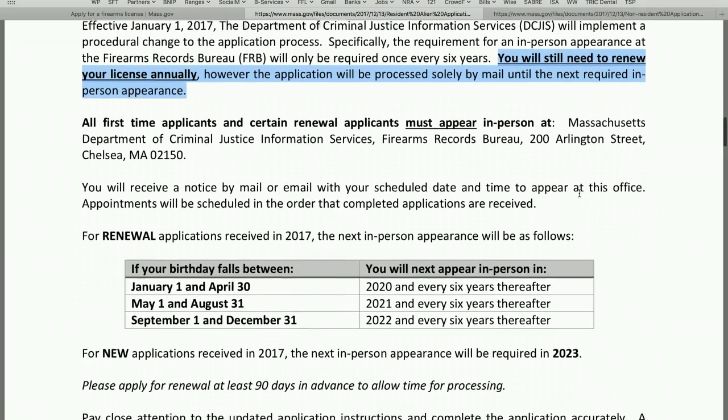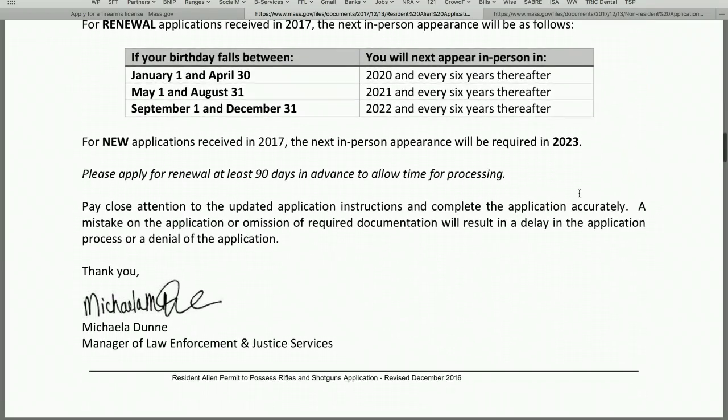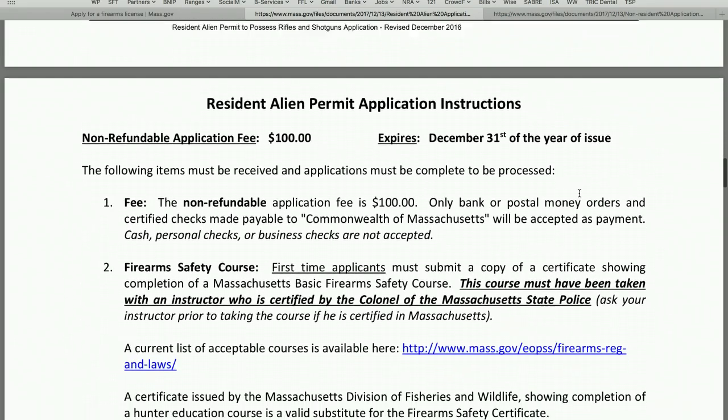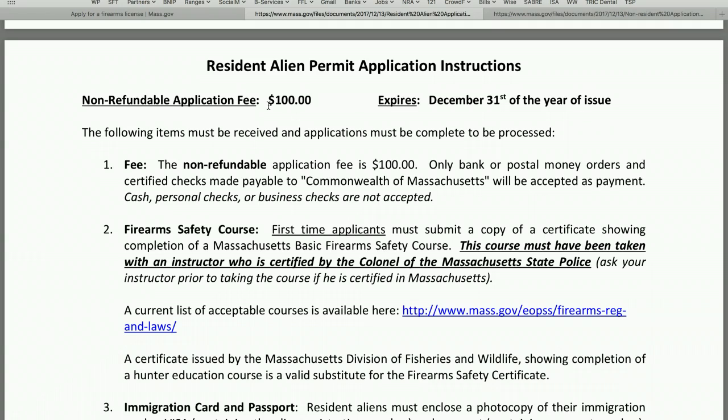Yeah. All right. So they say no. All right. So resident alien is the same thing. So you're paying $100 every year, and it expires December 31st of the year of the issue. So you just got to go and renew it every year.